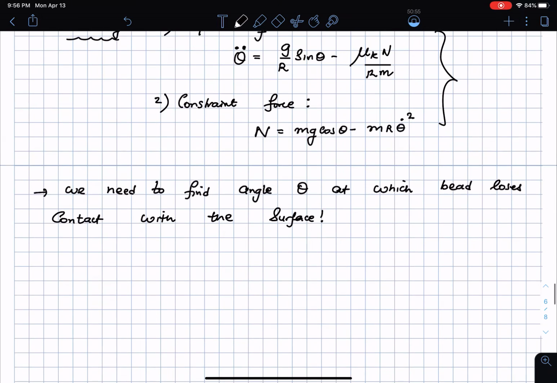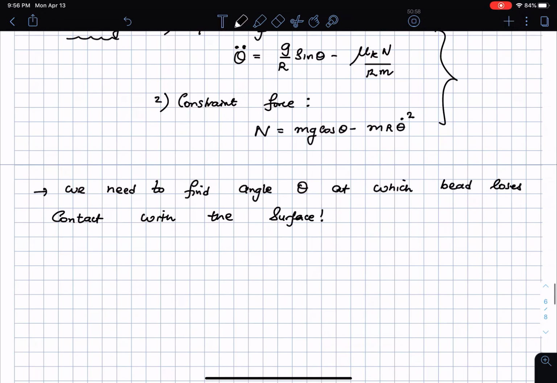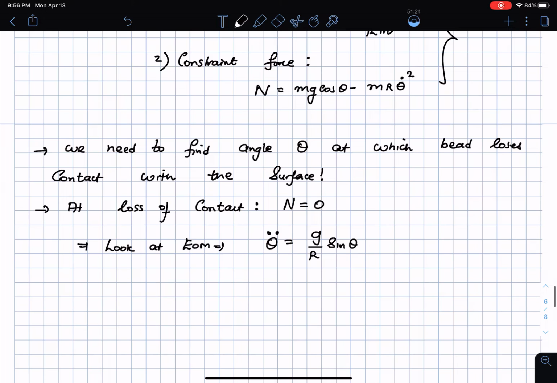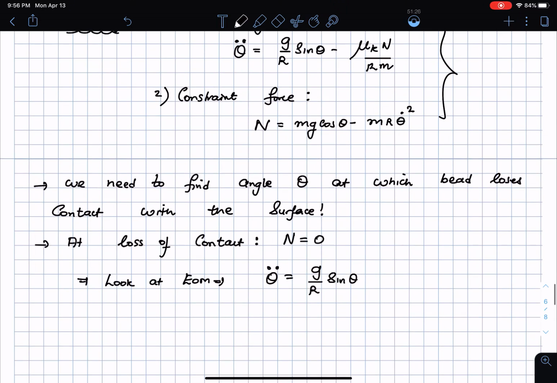So here is what we got to do. At loss of contact, my normal force is going to be set to 0, right? If that is the case, then I look at the equation of motion, and I get theta double dot is equal to g by r times sine theta. I said the normal force is equal to 0 at the loss of contact. Now typically I'll ignore the presence of this friction force for the time being.